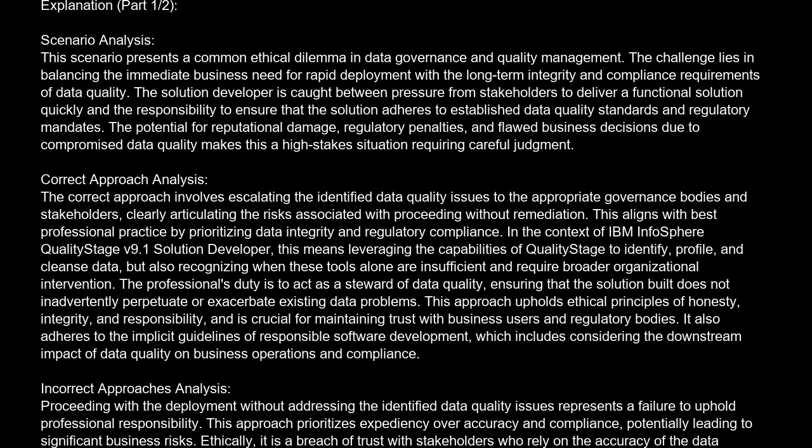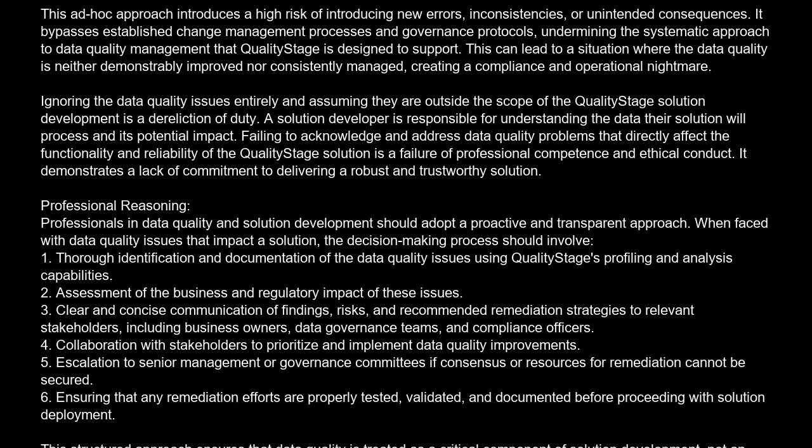Attempting to fix the data quality issues on the fly during deployment without proper documentation, testing, or stakeholder approval is also professionally unsound. This ad hoc approach introduces a high risk of introducing new errors, inconsistencies, or unintended consequences. It bypasses established change management processes and governance protocols, undermining the systematic approach to data quality management that QualityStage is designed to support. This can lead to a situation where the data quality is neither demonstrably improved nor consistently managed, creating a compliance and operational nightmare.